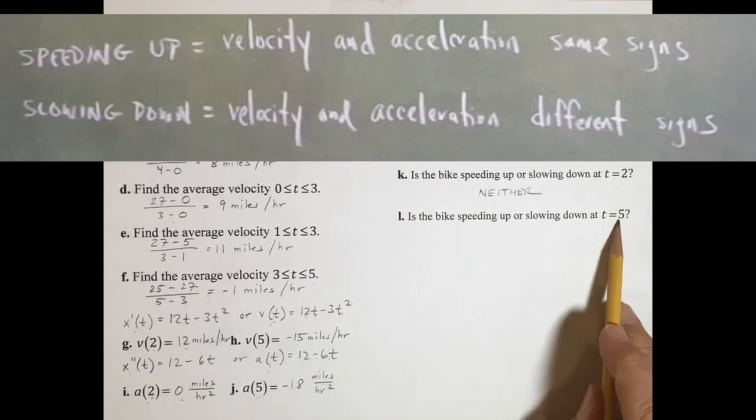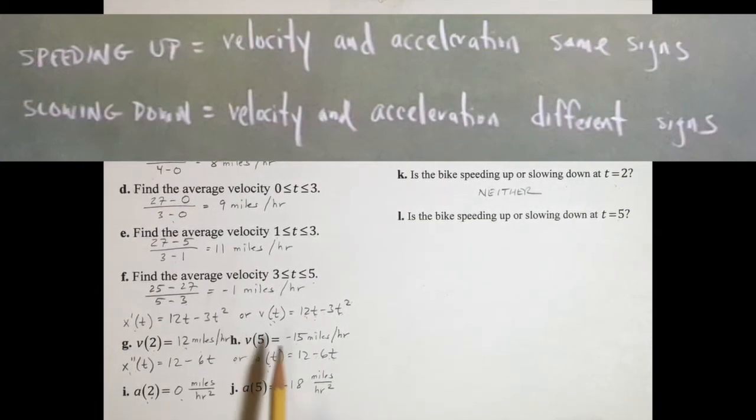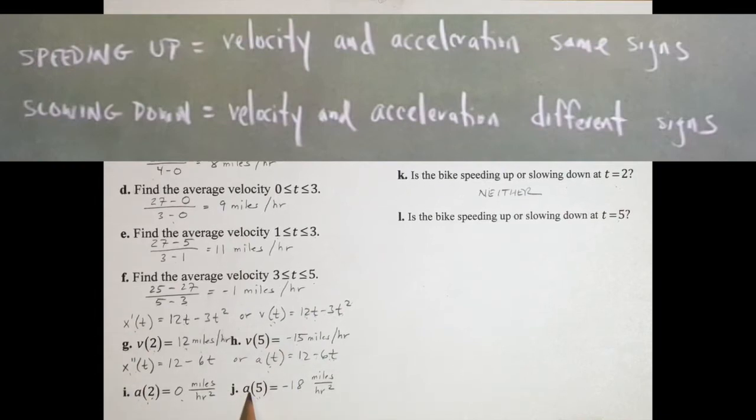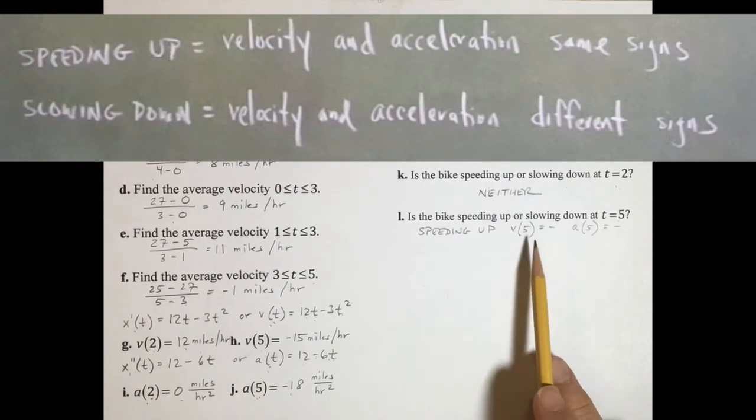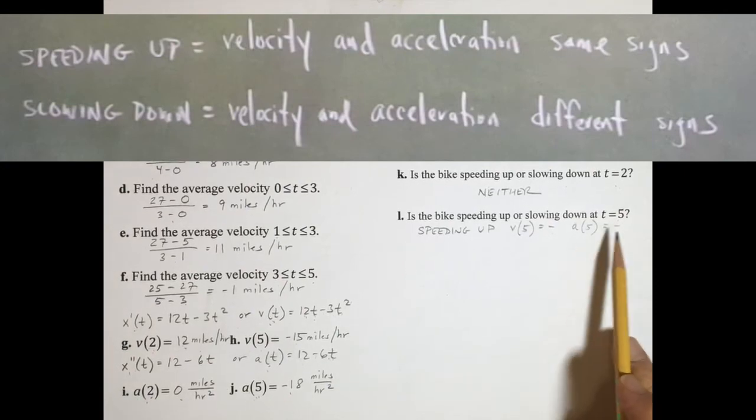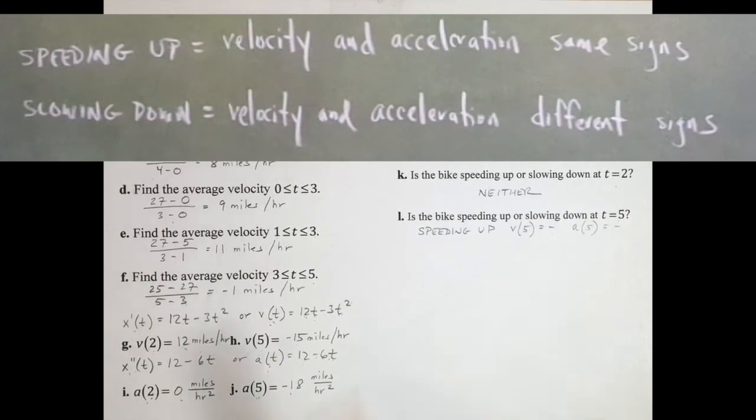Let's take a look at time 5. The velocity at time 5 is negative. The acceleration at time 5 is also negative. The velocity and acceleration have the same sign, so the bike is speeding up. The bike is speeding up because the velocity is negative and the acceleration is negative at time 5.